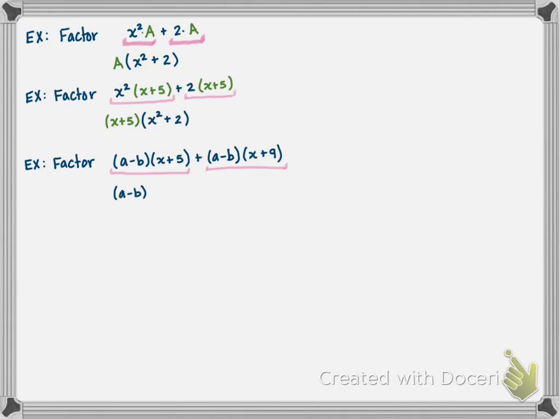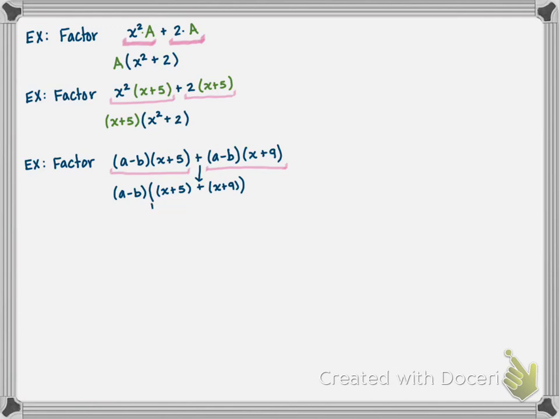And then this gets a little bit tricky because we have to be careful with parentheses. Everything else has to go in one set of parentheses, so I'm going to have a big set of parentheses. When I take a factor of a minus b out of the first term, I'm just left with a factor of x plus 5. And then we have addition between the terms. And when I take a factor of a minus b out of that second term, I'm left with a factor of x plus 9. So really this whole thing is my second factor.